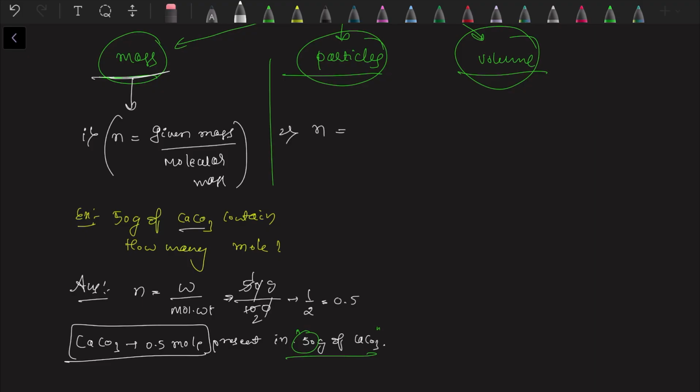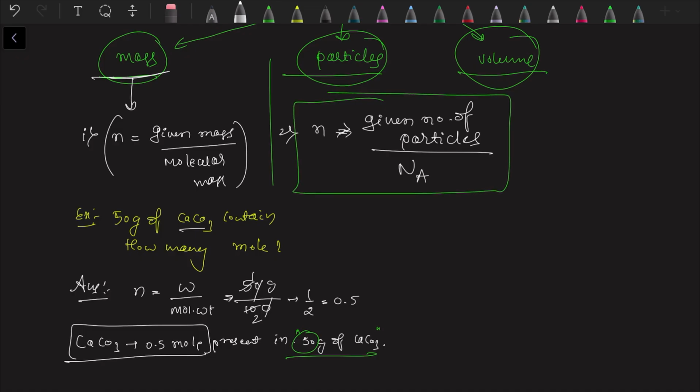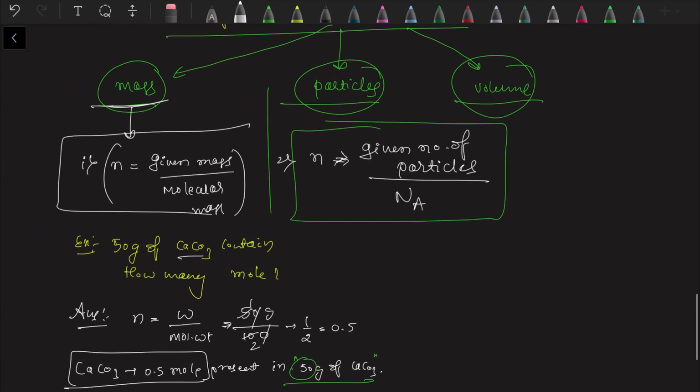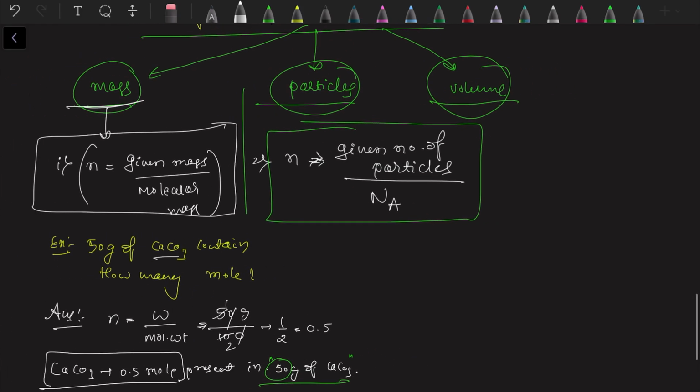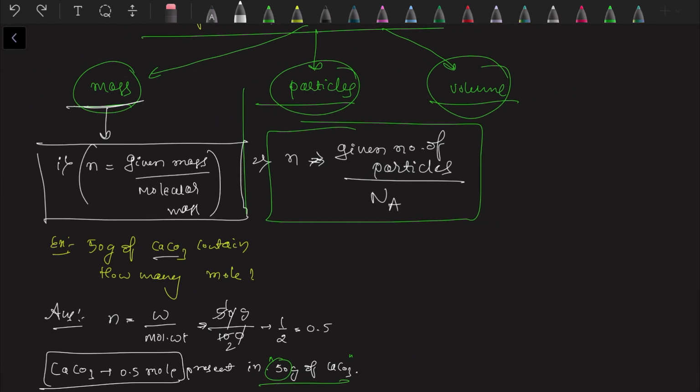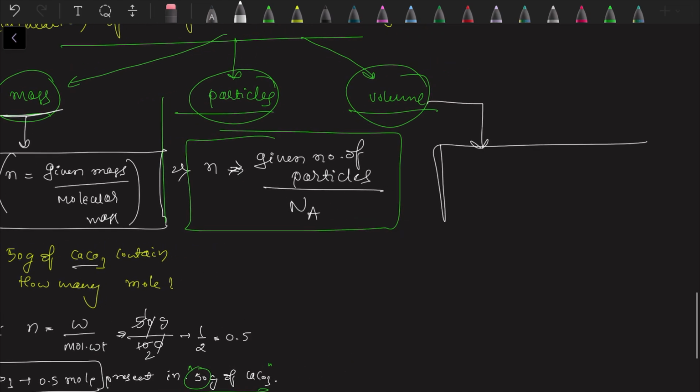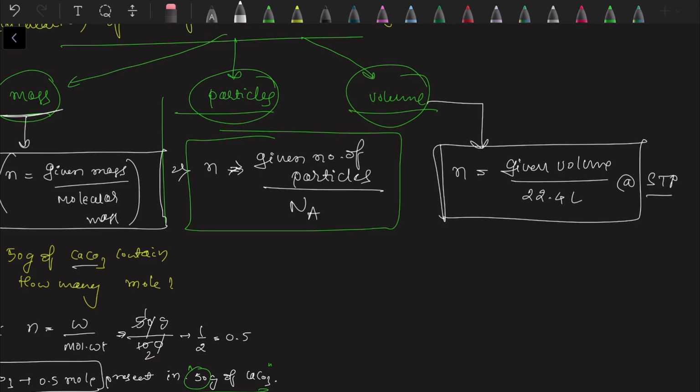With respect to particles, number of moles is equal to given number of particles divided by Avogadro number. If you divide, then you will get the number of moles. This is the second formula. It sounds very simple, but I am telling you this is the most important one. Please don't neglect it at any cost. The third most important formula is in terms of volume. We determine the number of moles as given volume divided by 22.4 liter at STP, standard temperature and pressure. This is in terms of liter, you just need to remember.